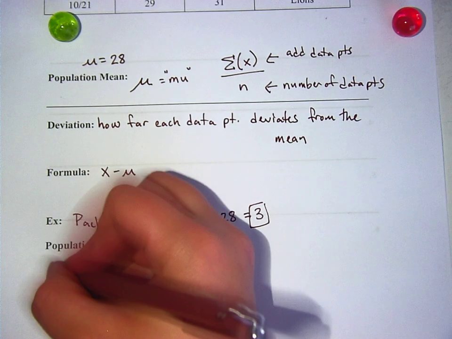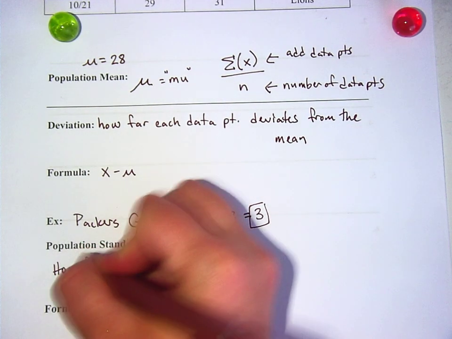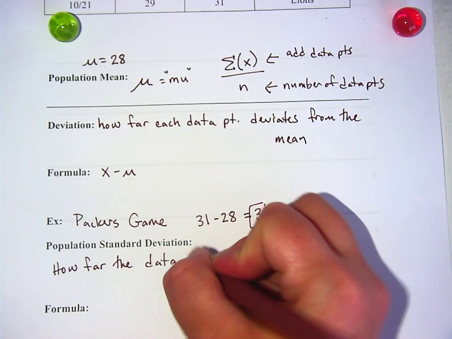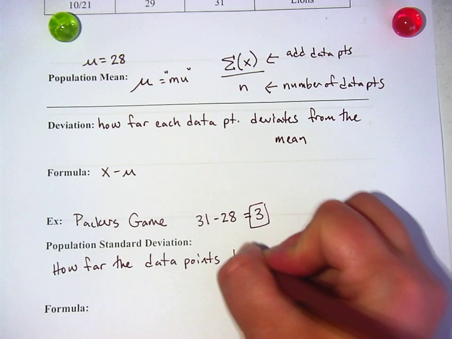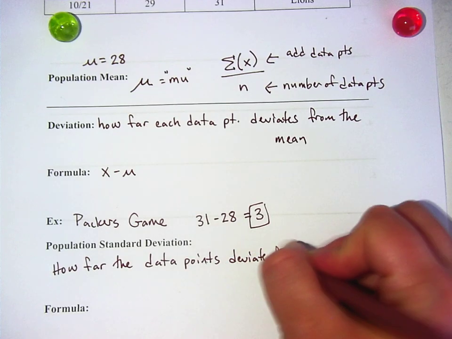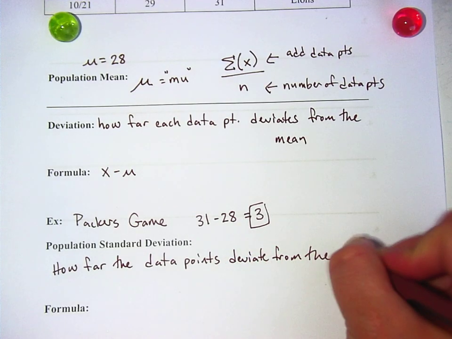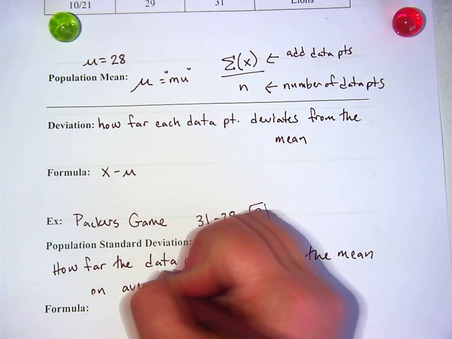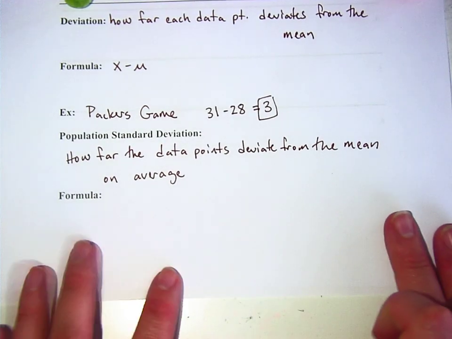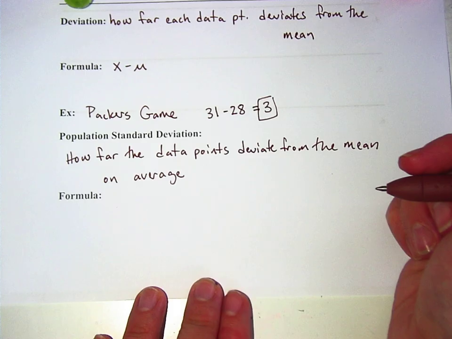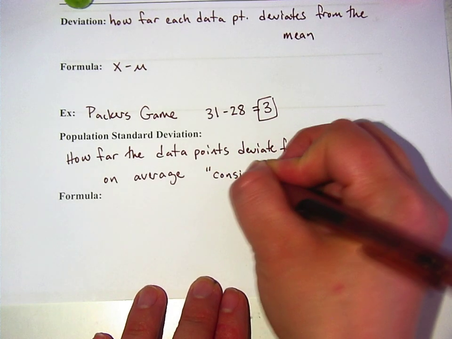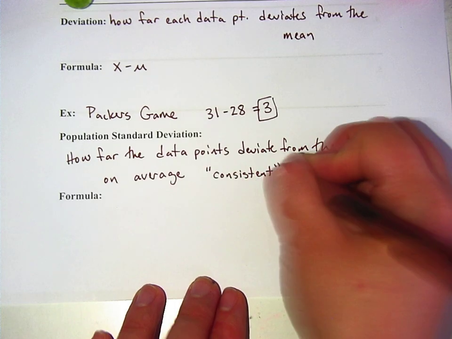Population standard deviation is how far the data points deviate from the mean on average. It is how consistent the data is.